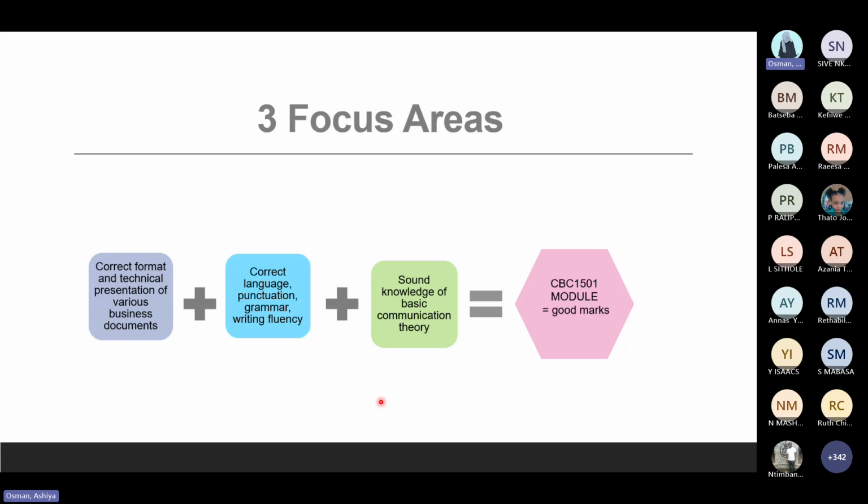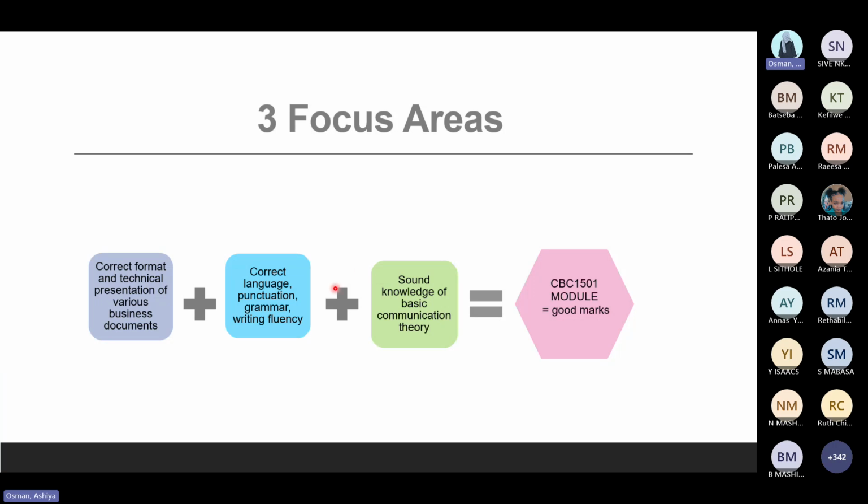So the 3 focus areas, you'll see when we're grading you as well, we have these 3 focus areas. Correct format and technical presentation of various business documents. All right. We don't want your assessments to be submitted just anyhow. We want you to provide a professional document. That means your headings, your numbering, your text, your page numbers, the organization of your document, all has to be in order. And we want typed documents. We don't want written documents or scanned documents. All right. So that's very, very important.